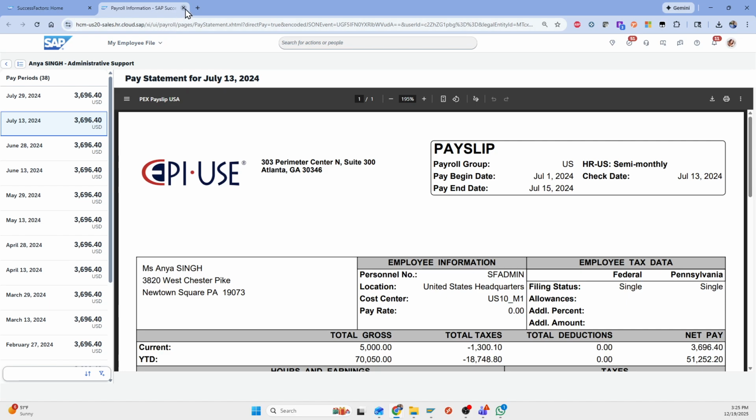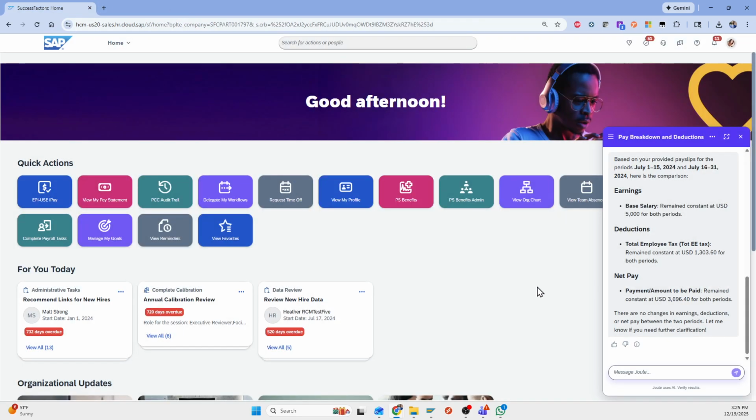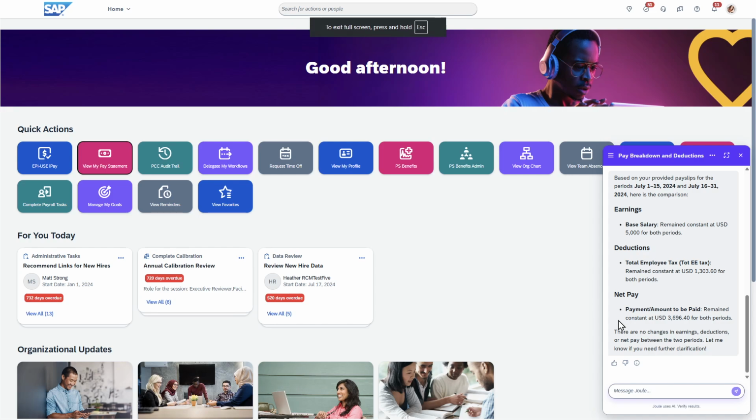So, all right, yeah, take a look at that. I mean, awesome functionality. I'm really excited to see how this grows and expands because that is one of the value props of AI and SuccessFactors.